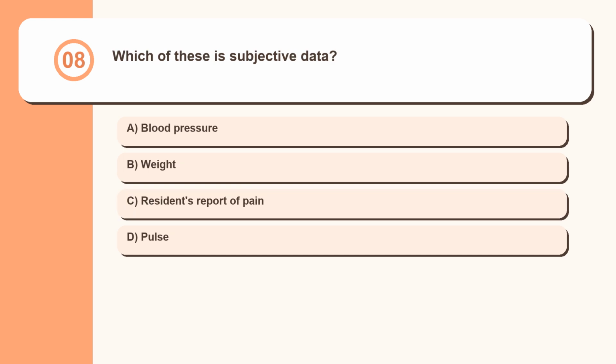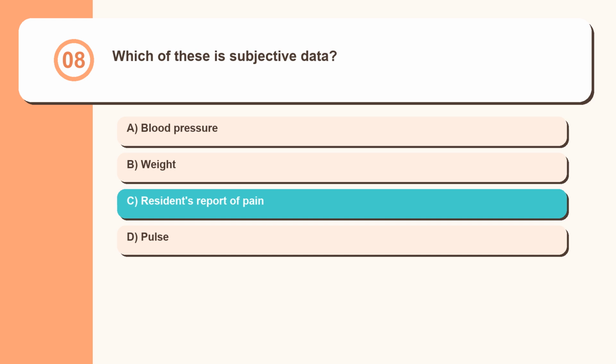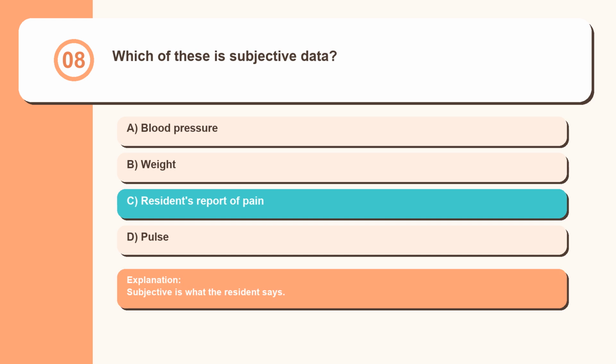Question 8. Which of these is subjective data? Blood pressure, weight, resident's report of pain, pulse. Subjective is what the resident says.